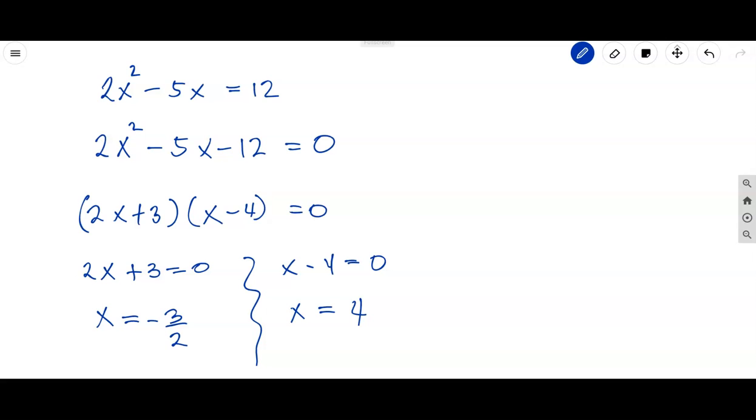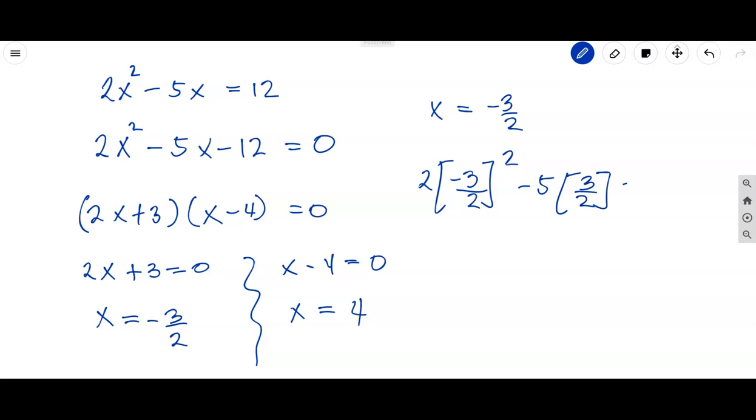For example, we'll use the fraction, let x equal to negative 3 over 2. So we have 2 times negative 3 over 2 squared minus 5 times negative 3 over 2 equals 12. So therefore we will have 2 times 9 over 4 when we square that. Then negative times negative becomes positive, so we will have plus 15 over 2 equal to 12.